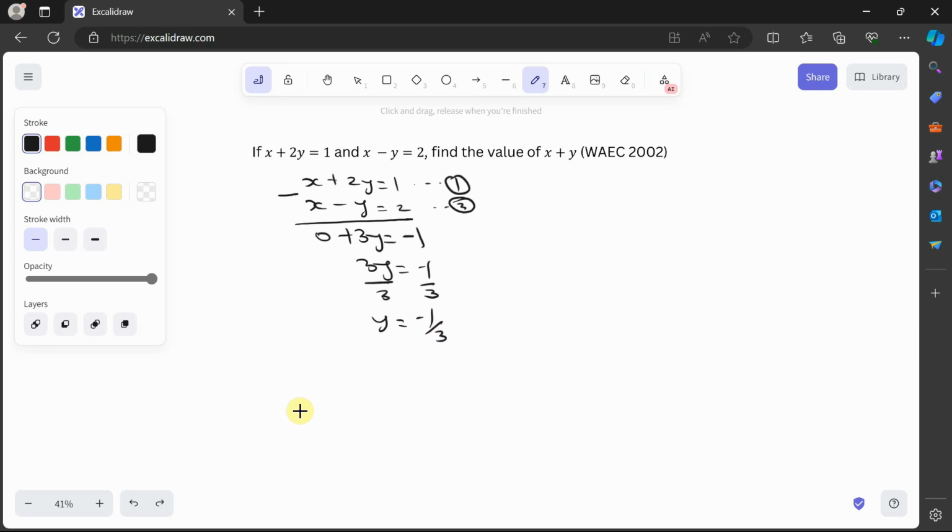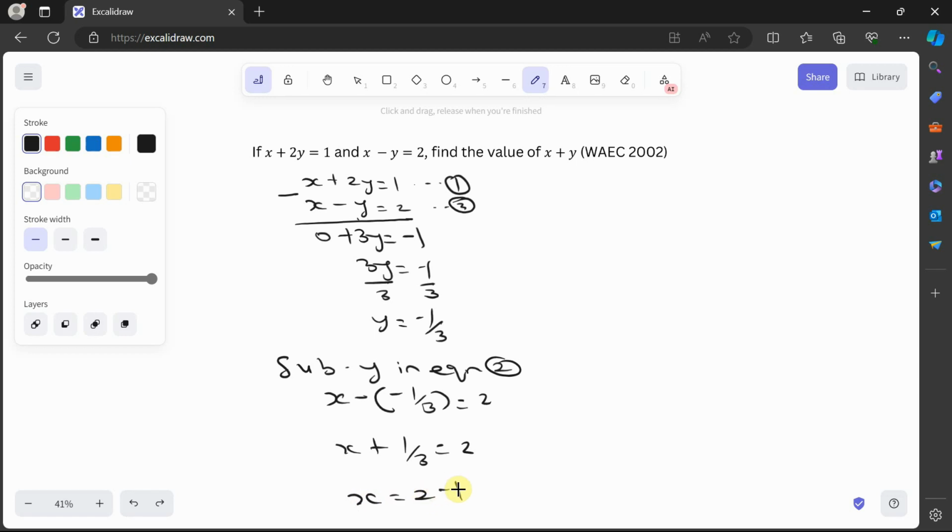So you can see, just by eliminating, that's what we call the addition or subtraction method, I have the value of y. So if I want to find the value of x, I can just pick any of these equations and substitute to get the value of x. I think I'll pick equation 2. So I'll just say substituting y in equation 2. So that will be x minus y, here y is minus 1 over 3. So I'll put this in brackets, x minus (minus 1 over 3) is equal to 2. Right, so that will be x plus 1 over 3 is equal to 2. And this is like saying x is equal to 2 minus 1 over 3.